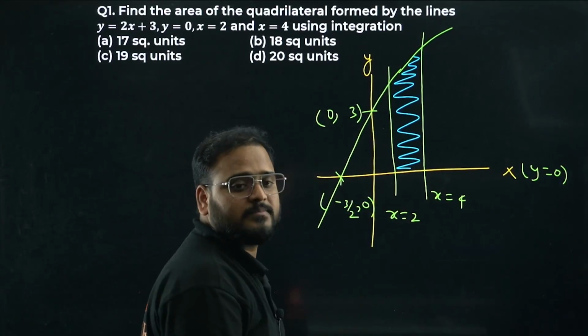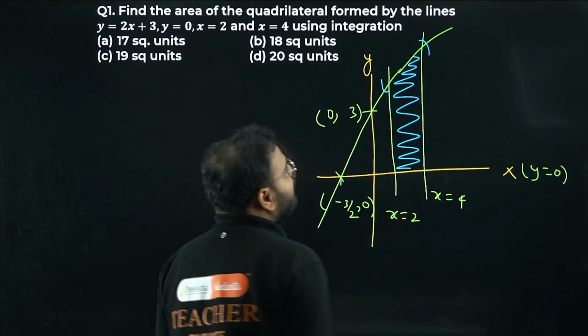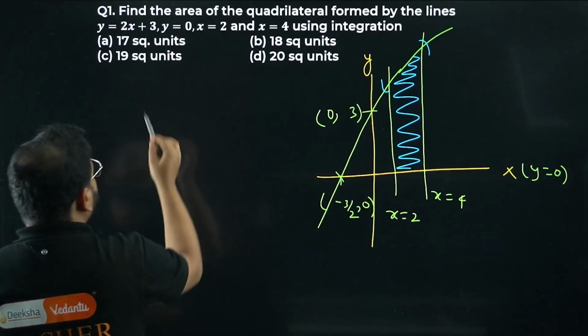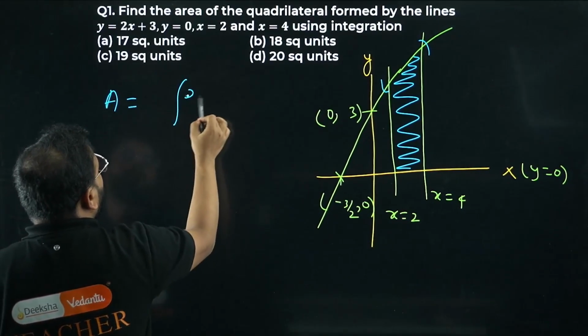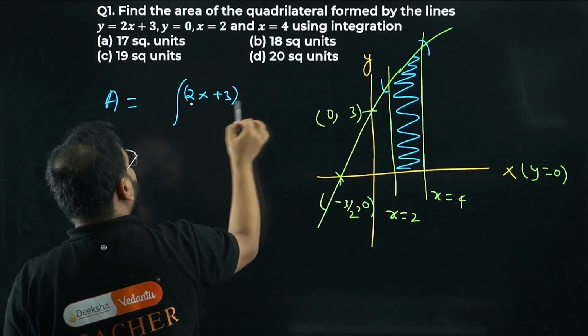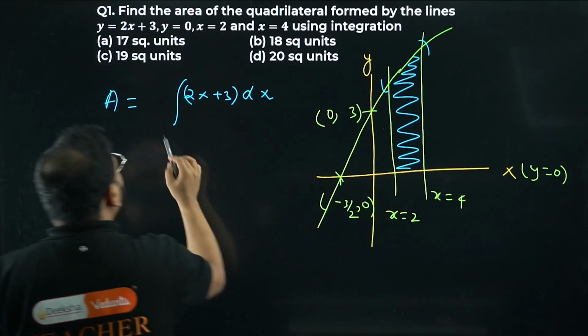How can you solve it? Area under this curve between 2 and 4. Very simple. So integrate this, sir. Your required area will become integration of 2x plus 3, dx, from 2 to 4. Okay, please check.